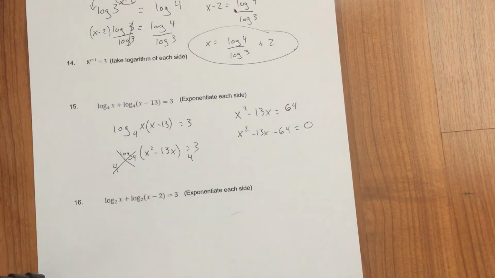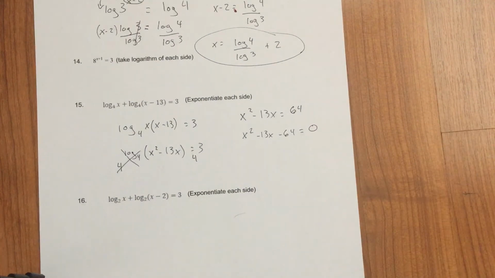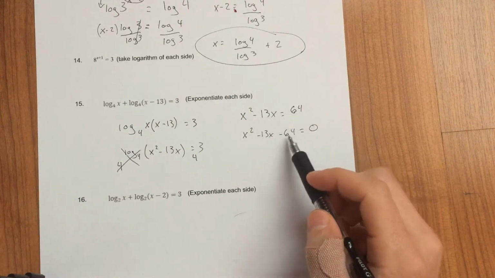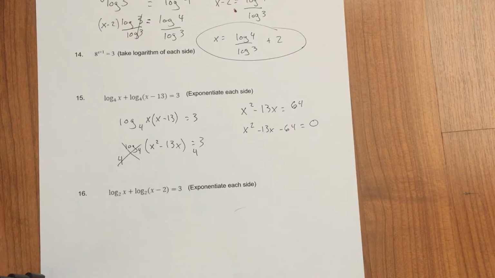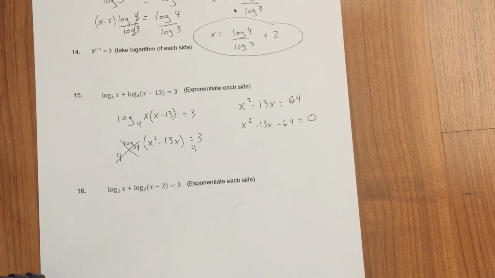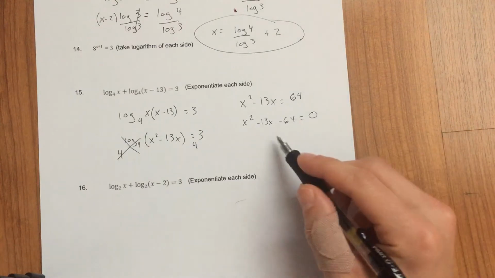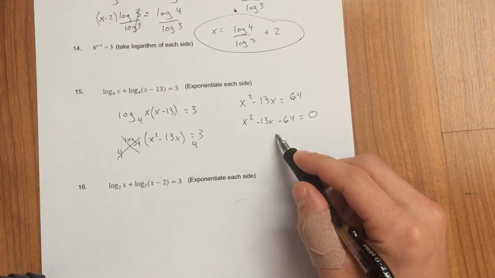Alright guys, last video got cut off, but to continue on with this problem, we would get x squared minus 13x equals 64, then we bring this 64 to the other side. The final step in these problems would be to either factor or use the quadratic formula. Now in this case, you do have to use the quadratic formula to solve.